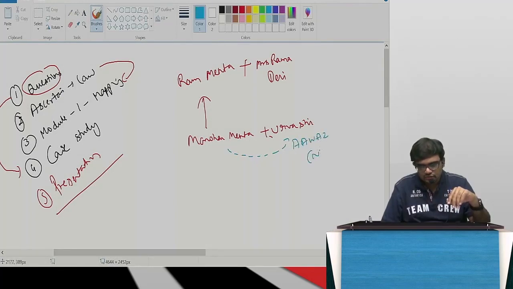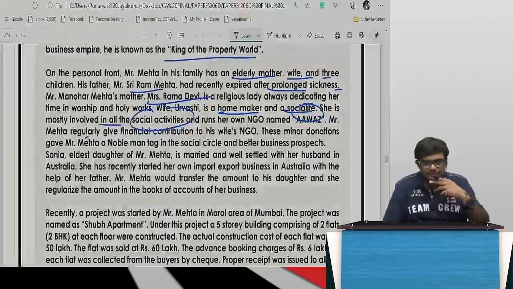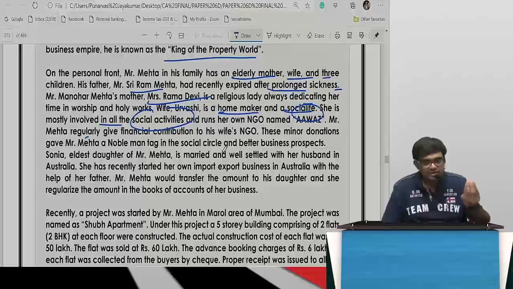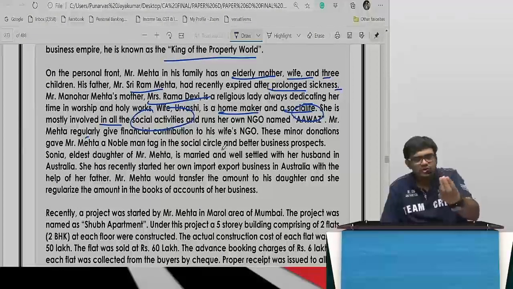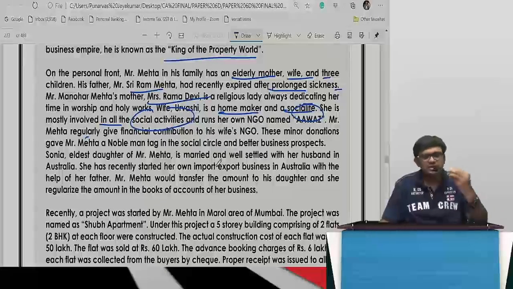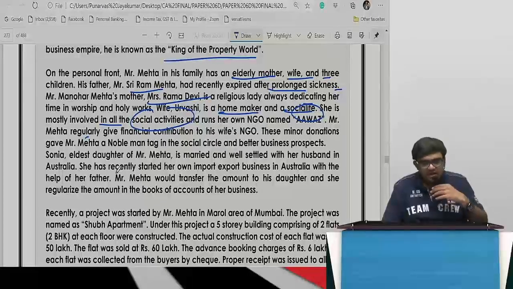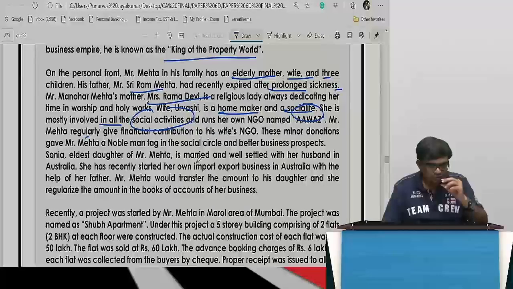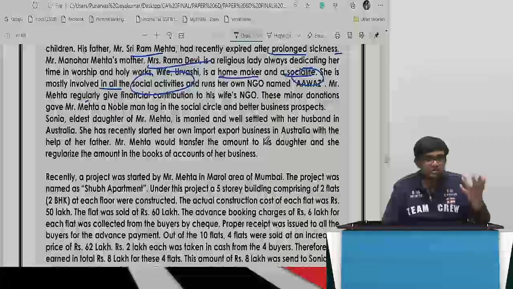Awaz NGO. Anyway, next. These minor donations, 5 crore, 6 crore, 110 crore, minor, like Sri Vijay Mallya did, all the scams, minor scam. Gave Mr. Mehta a nobleman tag, and better business prospects also I got.